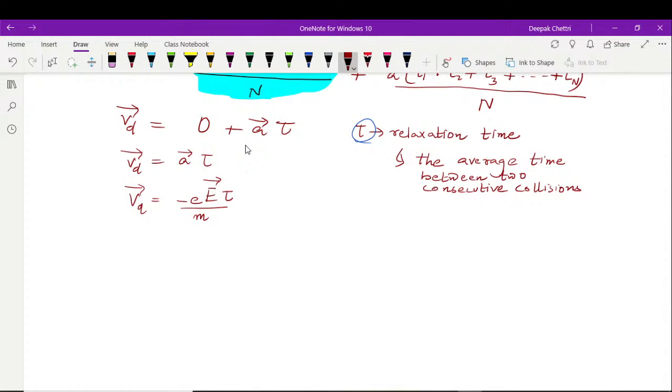This is the average velocity acquired by the electrons when they are subjected to an electric field. Is it clear? This is called your drift velocity. Is the drift velocity expression clear or not? Yes or no?